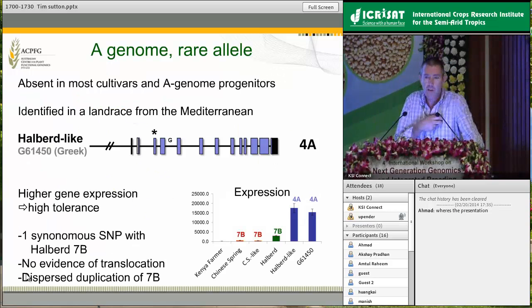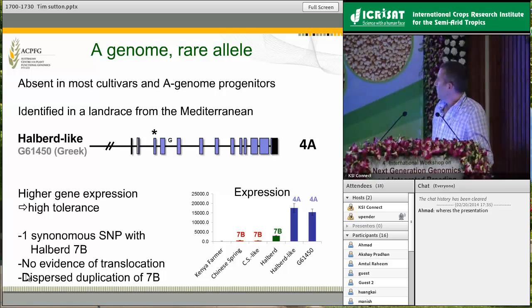So there is actually a rare allele that we found on chromosome 4A. It's absent in most cultivars that we've looked at, and A genome progenitors of wheat. We found it in a landrace wheat from the Mediterranean. This is a line called Greek, or G61450. So it's a very rare event. It has very high expression. You can see here the very high expression of this transporter compared to the Halberd tolerance gene on 7B.